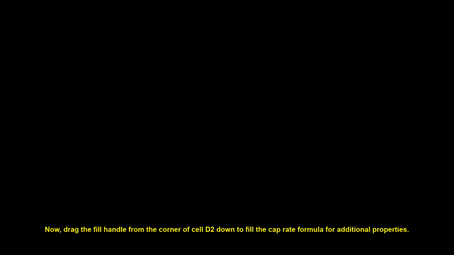Now, drag the fill handle from the corner of cell D2 down to fill the cap rate formula for additional properties. Continue entering property names, purchase prices, and operating incomes in the rows below. As you input data, the cap rate will automatically calculate for each property.